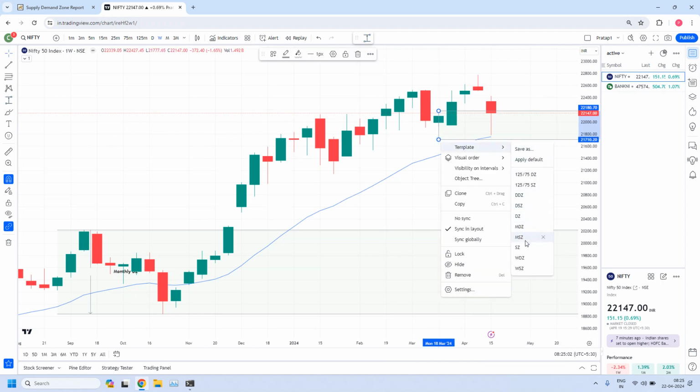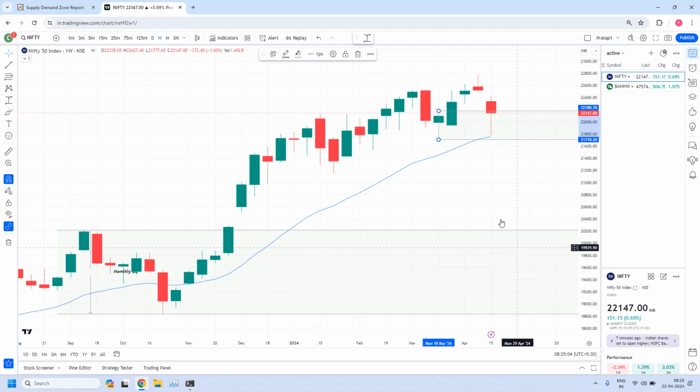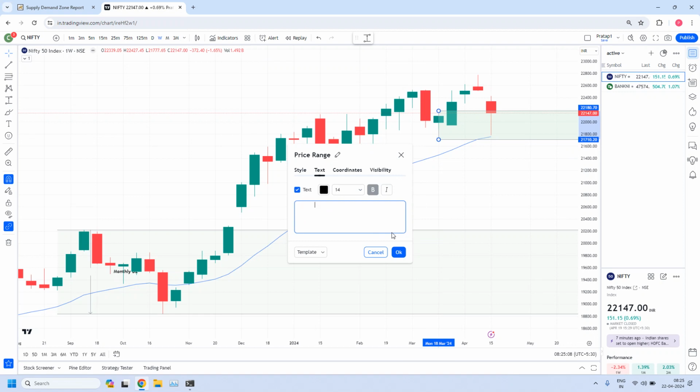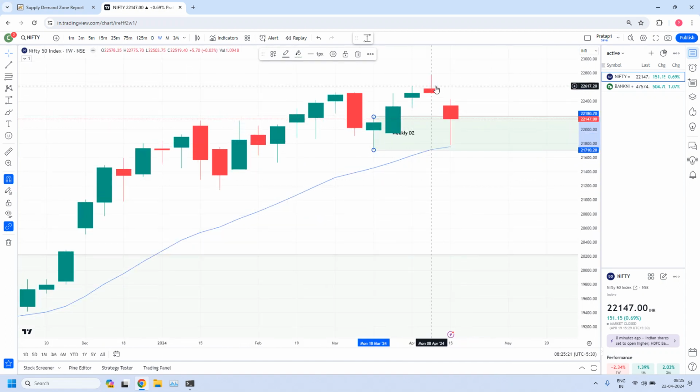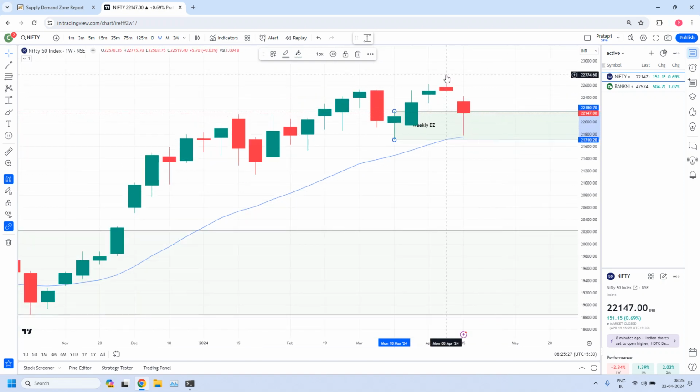Let me change the color to weekly. And also let me name this a weekly demand zone. And also notice this weekly demand zone is having weekly EMA confluence. And last week the weekly EMA overextension is completed. Earlier we had an overextension.